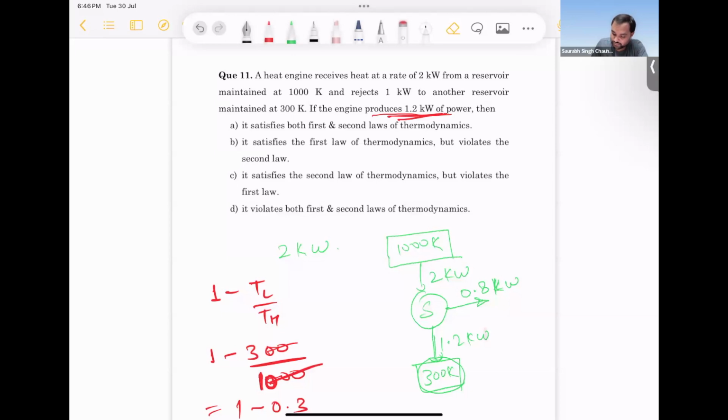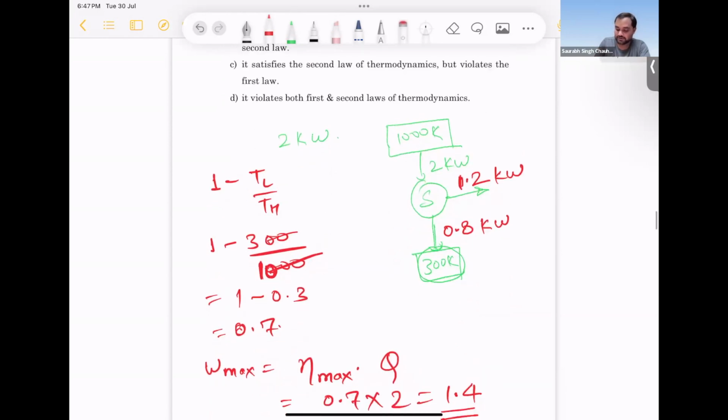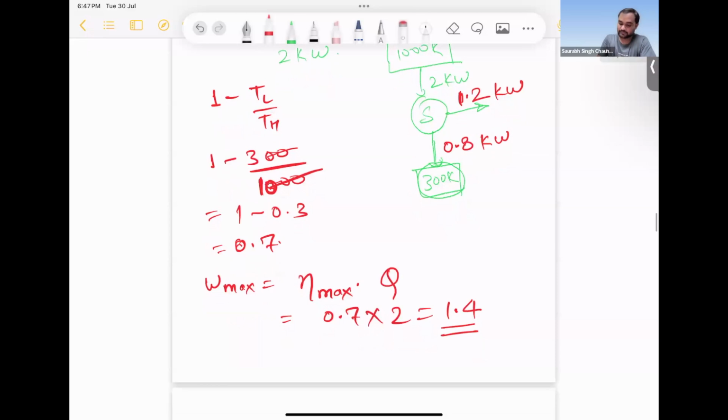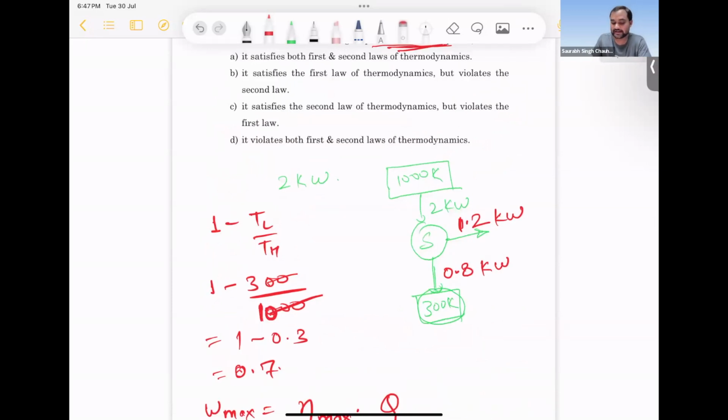Okay. So 1.2 that is given, that is not the heat rejection. That is the power production. So we are getting 1.2 kilowatt as work output, and the remaining part will be the heat rejection. So 0.8 kilowatt can be the heat rejection. So anyway, it satisfies the first law. So we were trying to check the second law. The maximum work production can be 1.4 kilowatt, but here we are getting only 1.2 kilowatt.